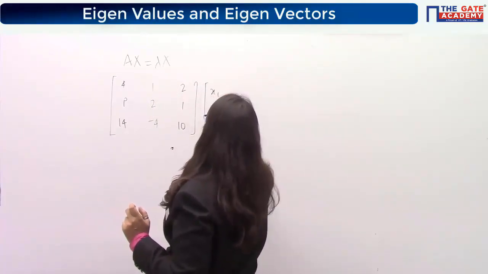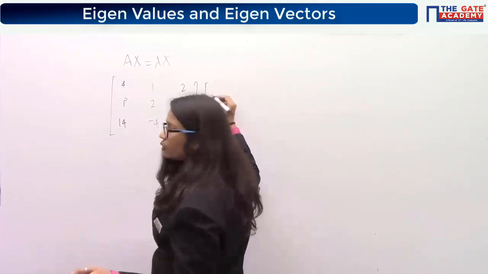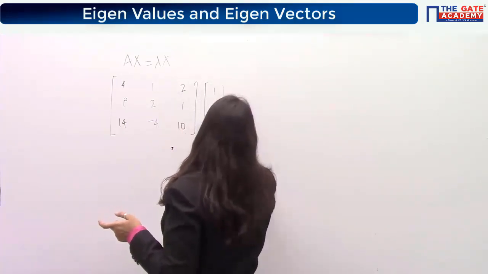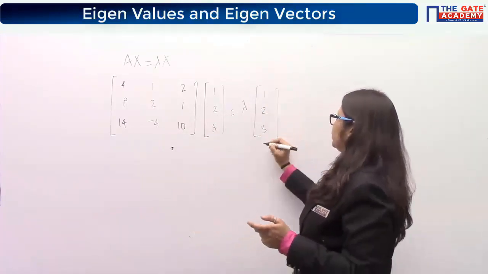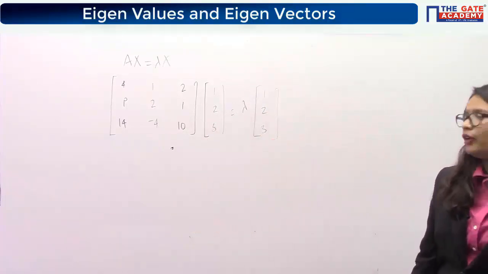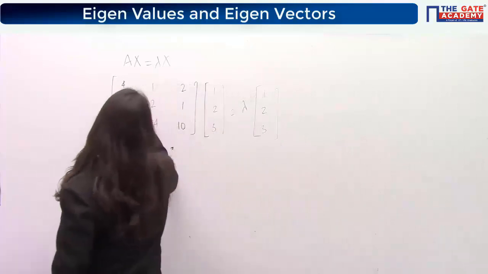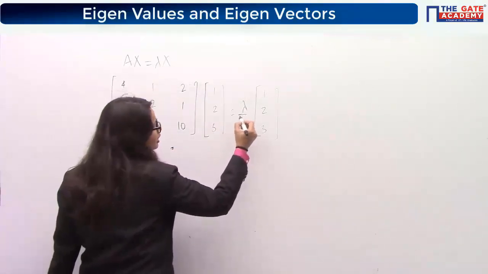And let's say this eigenvector is also given to you, which is 1, 2 and 3. Let's say lambda is the corresponding eigenvalue. So it will be lambda times 1, 2 and 3. So you need to find out the value of P. First of all, for that you need to find out the value of this lambda.